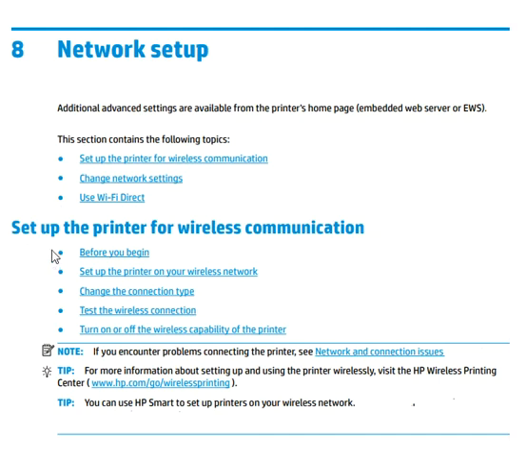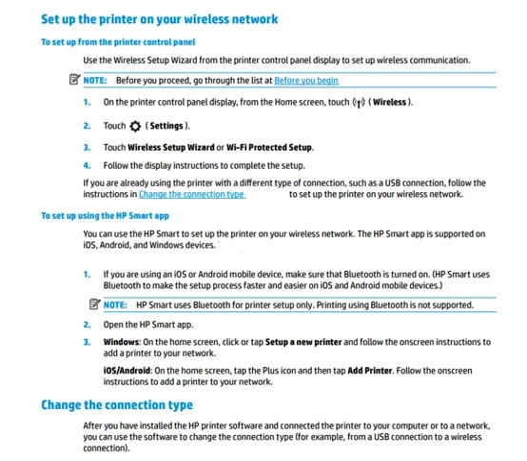This contains: before you begin, set up the printer on your wireless network, change the connection type, test the wireless connection, and turn on or off the wireless capability of the printer. Some important notes and tips are available on the screen. You can read it for more information. Now let's move on and see how to set up the printer on your wireless network.